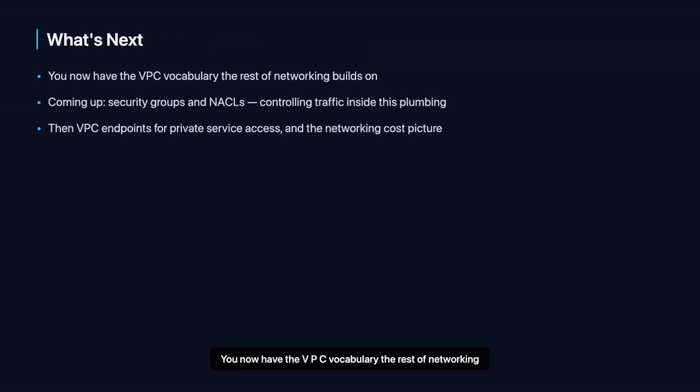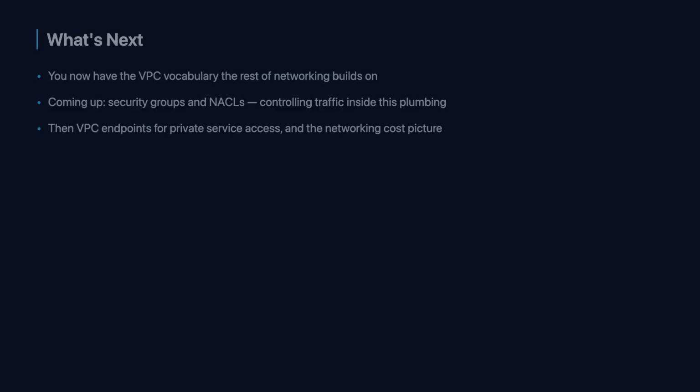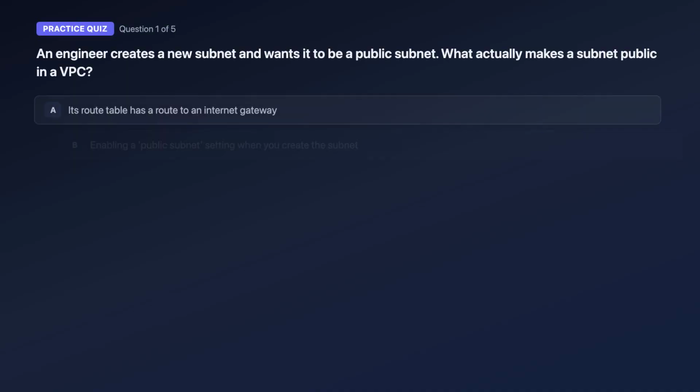You now have the VPC vocabulary the rest of networking stands on. Coming up, we get into security groups and network access control lists, the tools that control traffic inside this plumbing. After that, VPC endpoints for reaching Amazon Web Services privately without ever touching the internet, and then the full networking cost picture. Each of those builds directly on the subnets, route tables, and gateways you just learned. Let's test what you've learned.